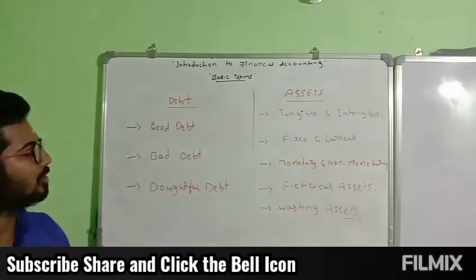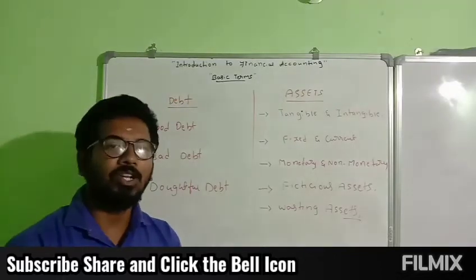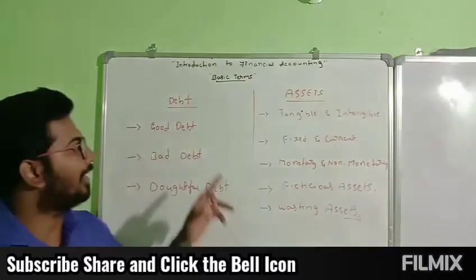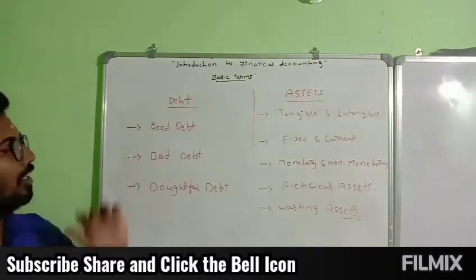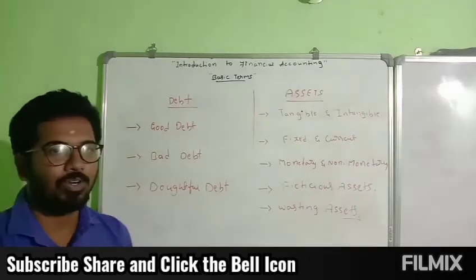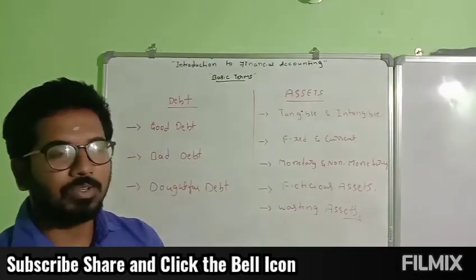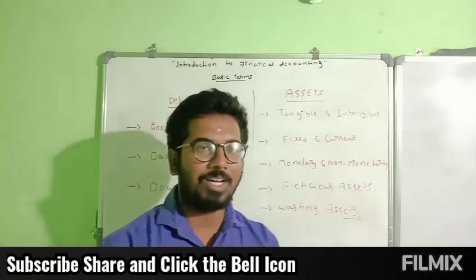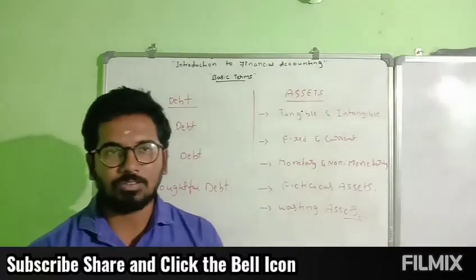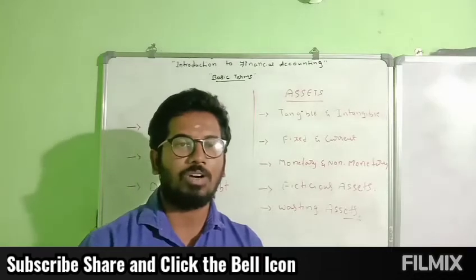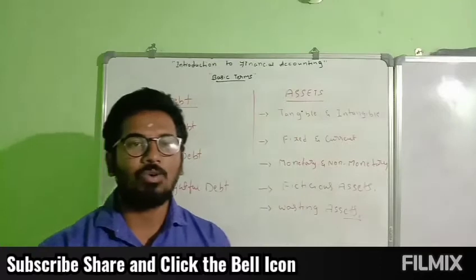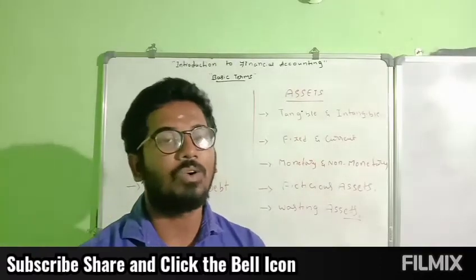So here debt refers to the amount or things due from the debtors. That is what we call debt. So debt, you can call it three types. First, good debt, as the name indicates. Suppose we are doing a business and I am giving credit to a person who is well known to me. I know he will clear his dues as soon as possible. So that is what we call good debt.